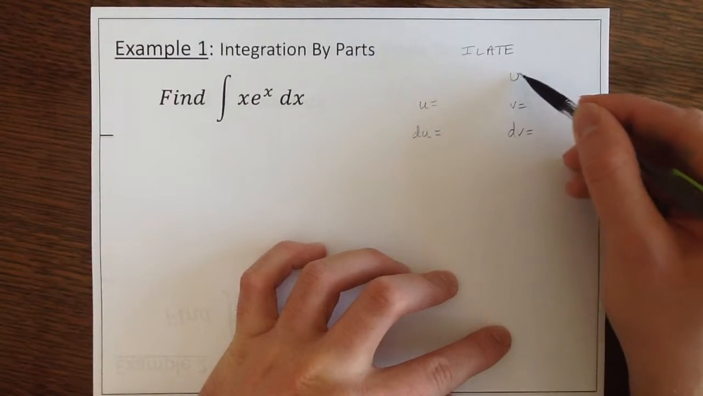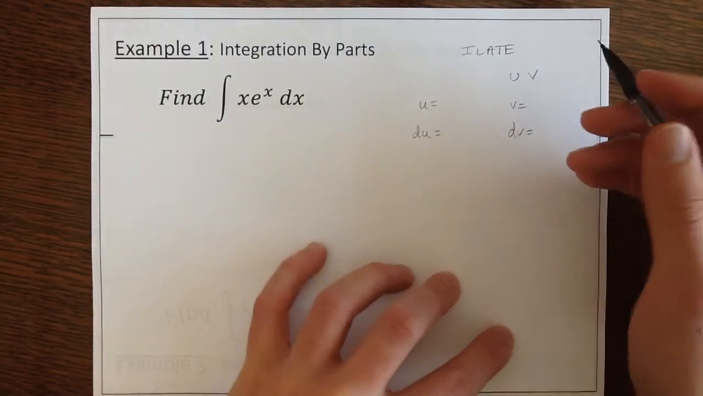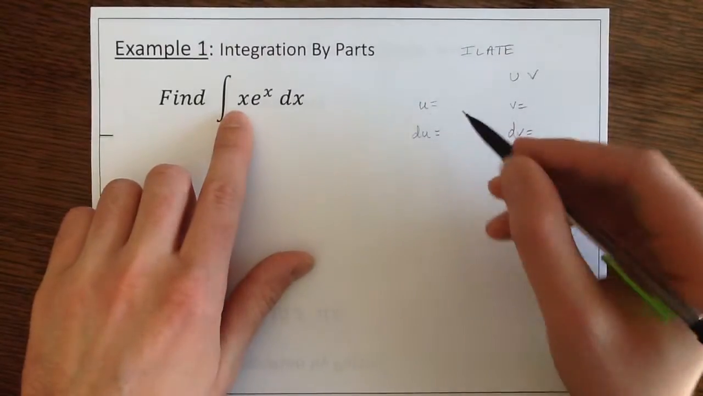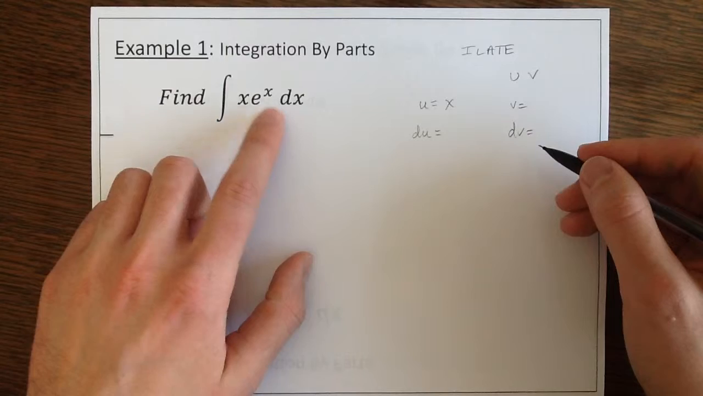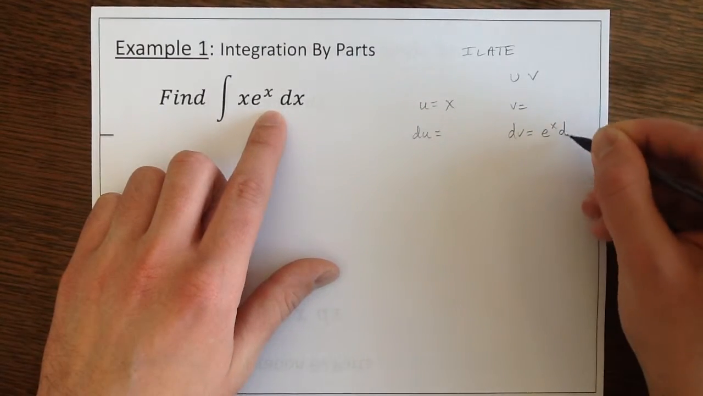Don't try to do u's and v's like this, because you will see at some point that you will make a mistake or lose track of it. So that being said, let's let u be x. So if u is x, then dv would be whatever's left over. This would be the e to the x dx. So I would say dv is e to the x dx.